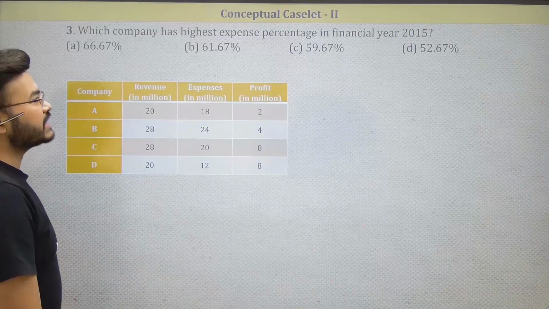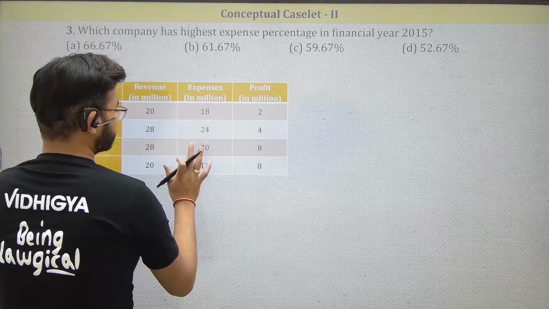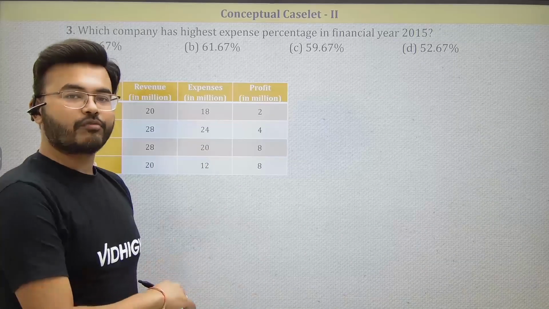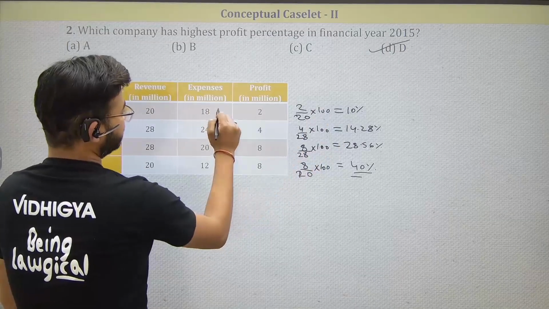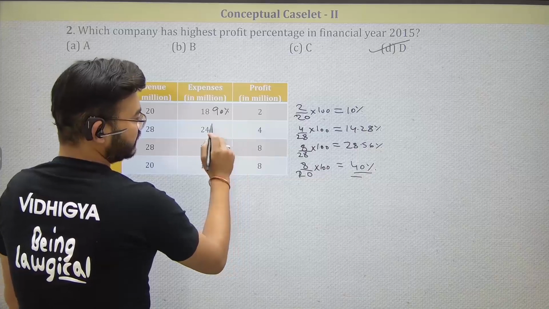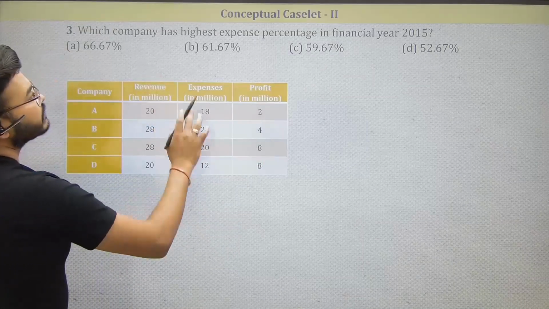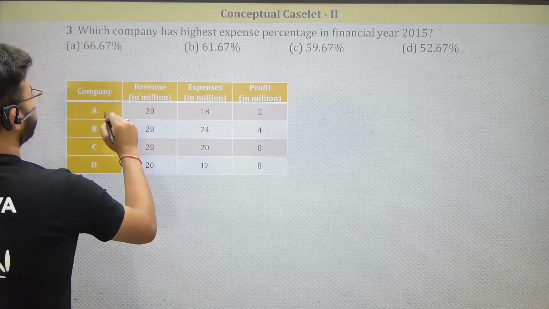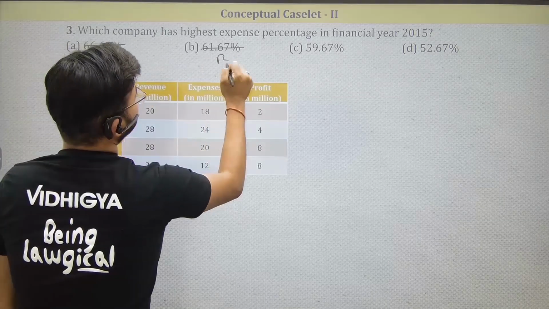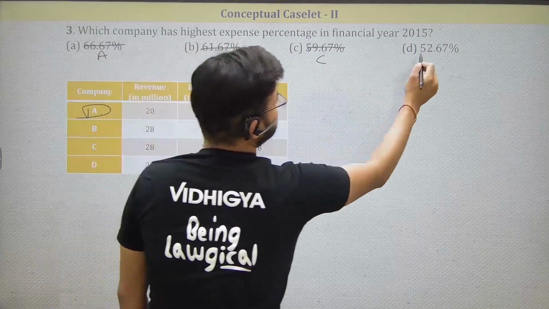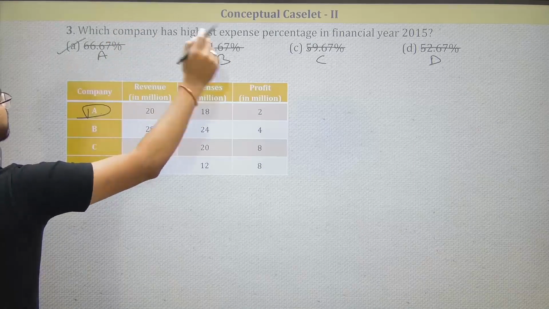Next, which company has highest expense percentage in financial year? So the company having the lowest profit percentage will have the highest expense percentage, simply because if profit is 10%, expense will be 90%. So the company which has the highest expense percentage will be company A.